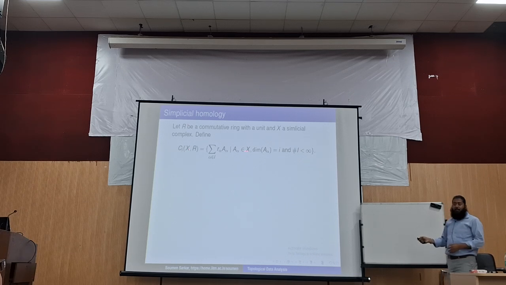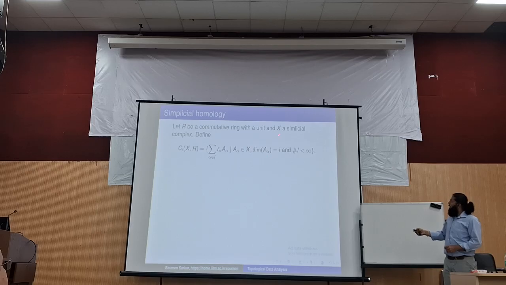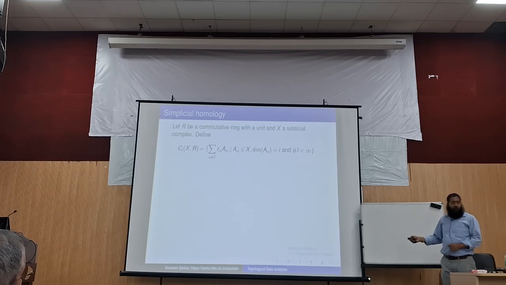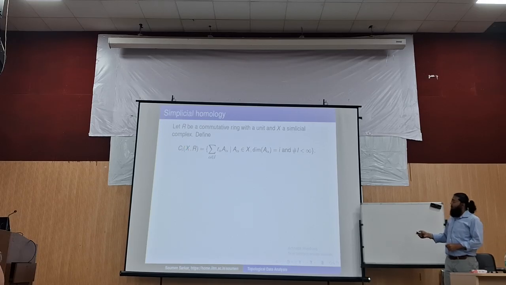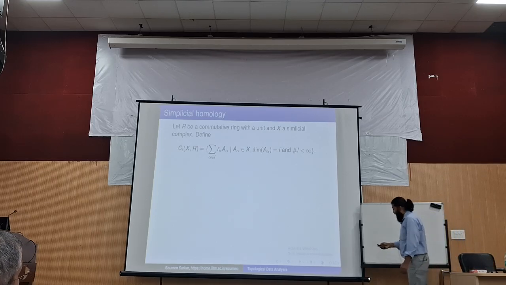Is it okay? For the i-th chain complex, we just took the set of all i-dimensional simplices from this collection, then we made the formal sum with coefficients coming from this group, and we said okay, we take this, and that is called the i-th chain complex.